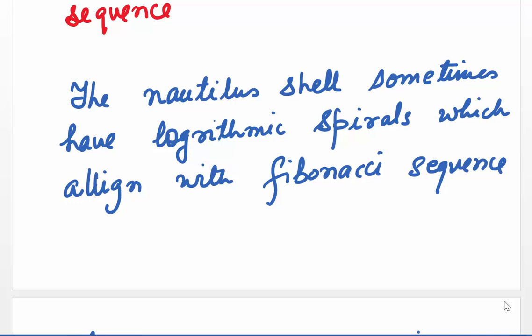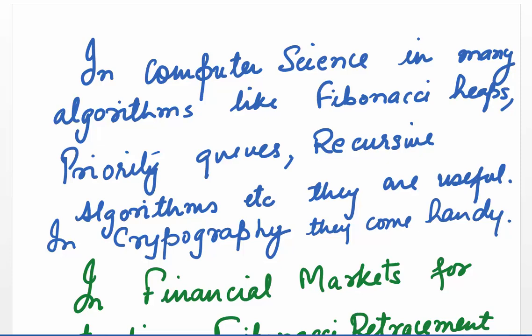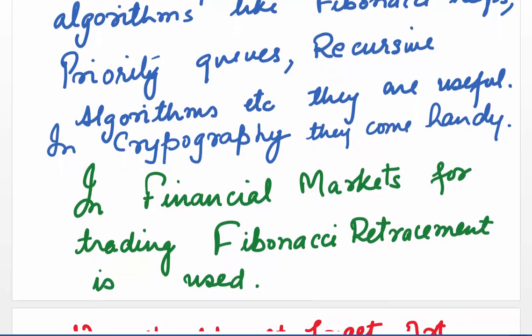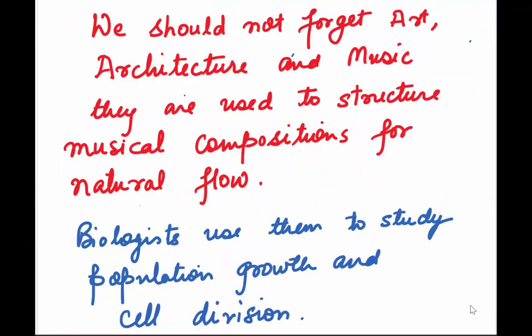The nautilus shell sometimes has logarithmic spirals which align with the Fibonacci sequence. In branches like computer science, there are so many algorithms which use them, like Fibonacci heaps, priority queues, recursive algorithms, etc. They are used widely. In cryptography, they come quite handy. Also in financial markets for trading, Fibonacci retracement is used. We should not forget their use in art, architecture, and music.